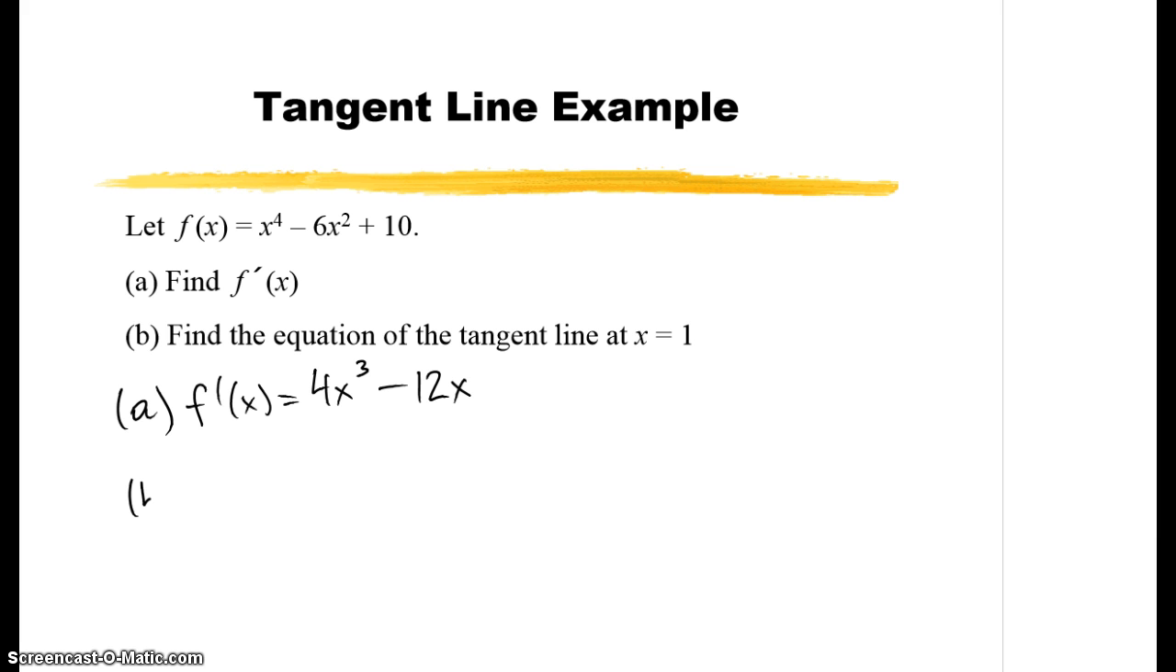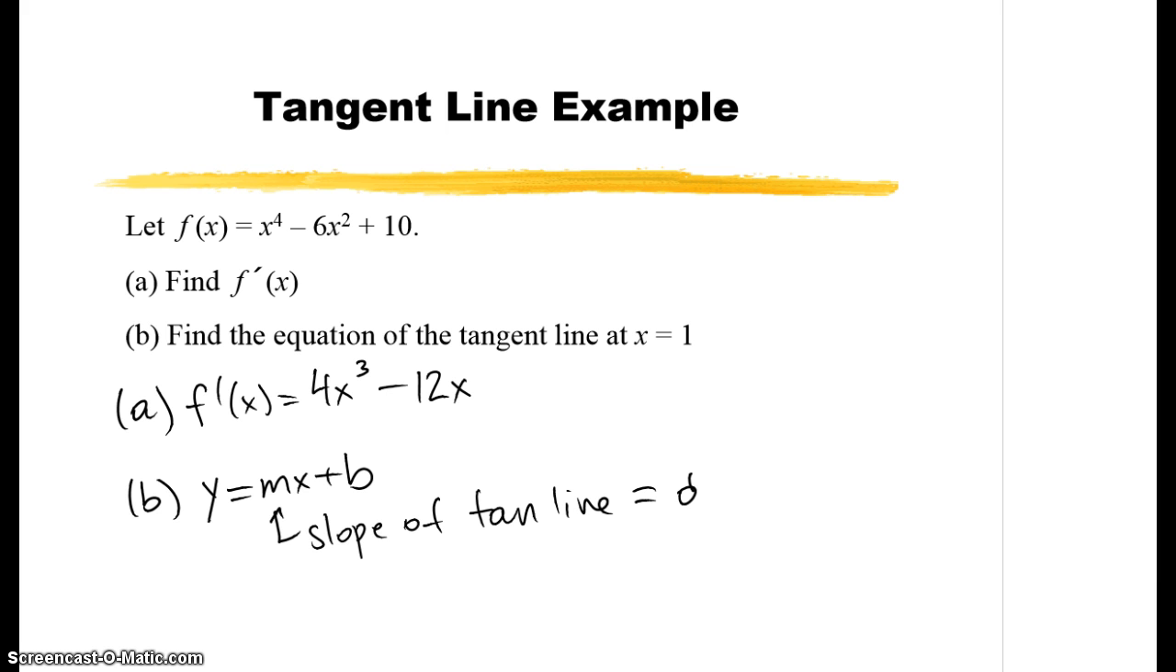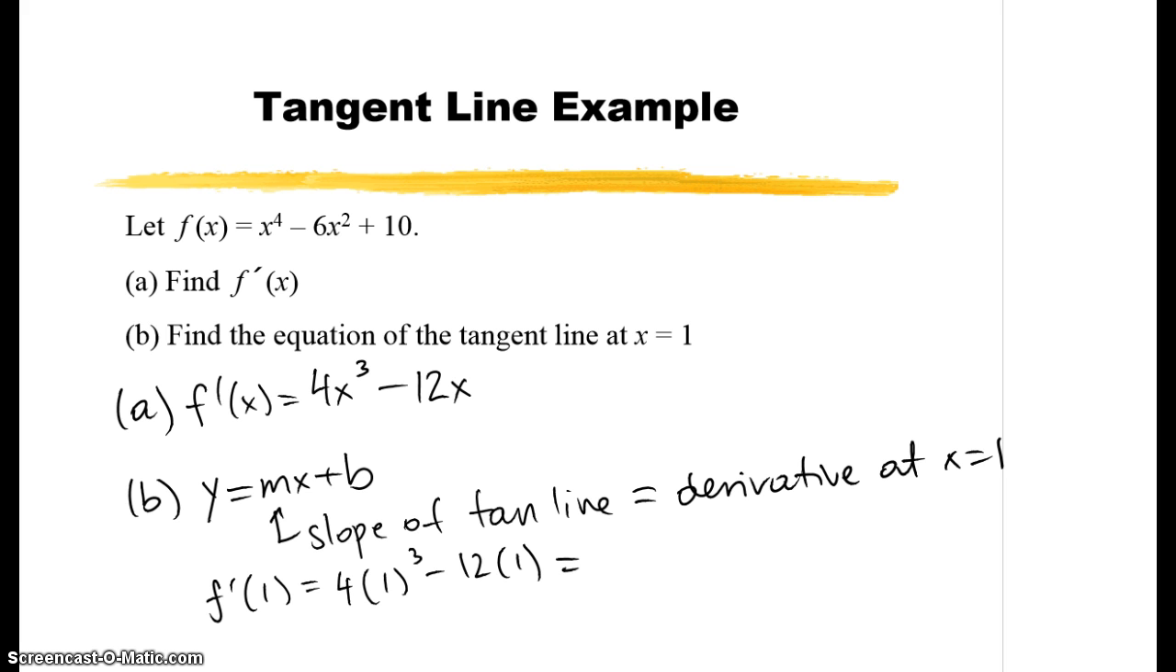Well, we know that we're looking for an equation of a tangent line. The slope of our tangent line is the same as the derivative at x equal to 1. So all we have to do is find f prime of 1 by plugging in 1 into this formula. And the derivative at 1 is going to give us the slope of the tangent line at 1. So we know that the slope is negative 8, and the line is y equals negative 8x plus b, right? So the line looks something like this.